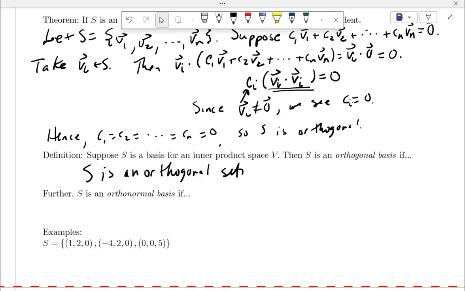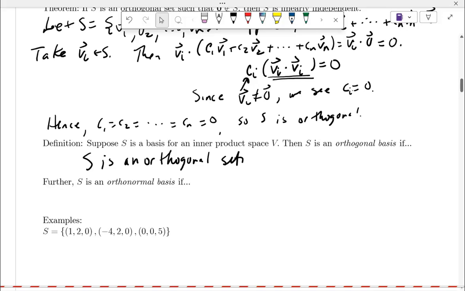What do you think the definition of orthonormal basis is then? S must be a basis and also be orthonormal, right? Everything has to be magnitude 1, exactly. So if S is a basis for V and S is orthonormal.